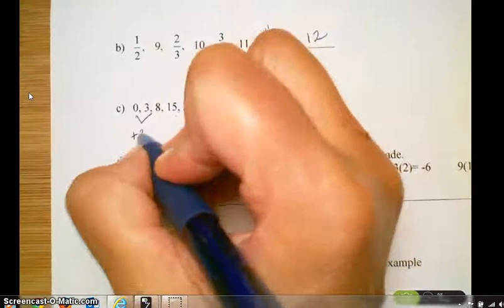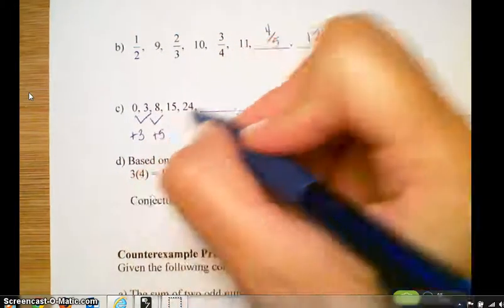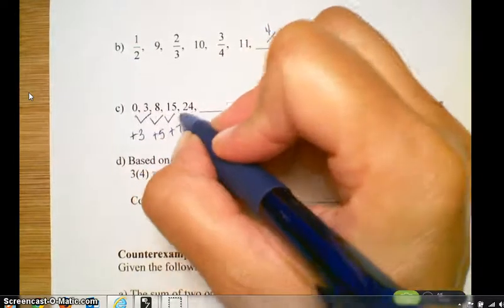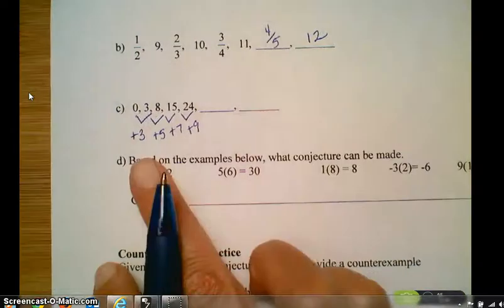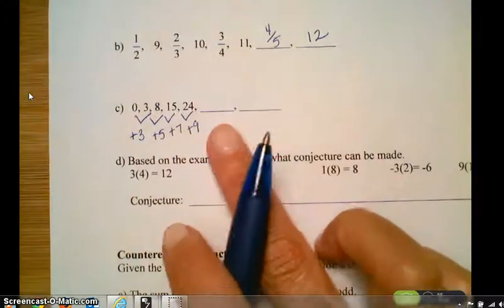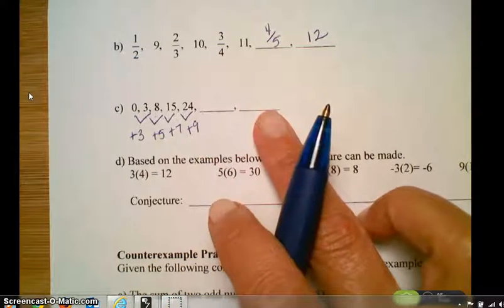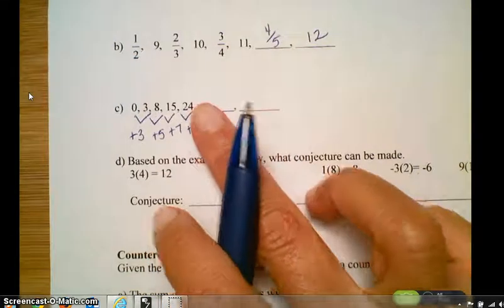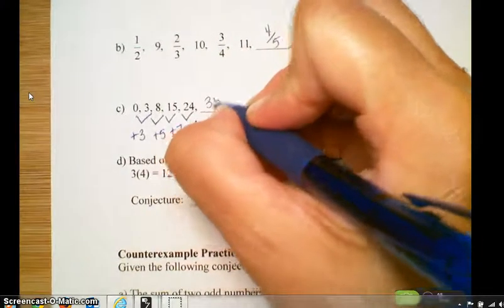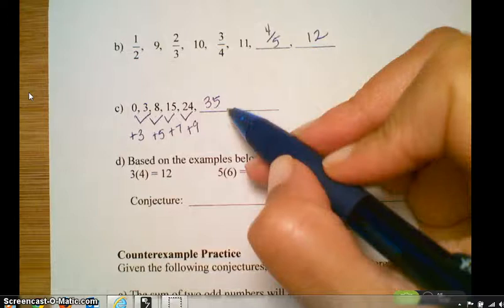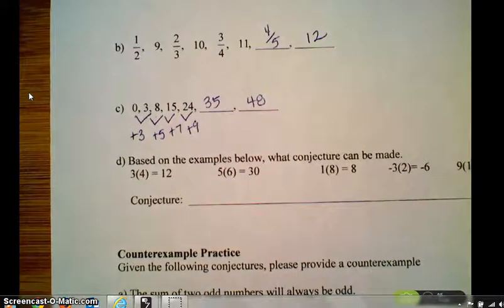Let's go ahead. We can see that to go from 0 to 3, I added 3. To go from 3 to 8, I added 5, added 7, added 9. Those are all consecutive odd numbers. Each time I move up one step, I increase the size of the odd number that I'm adding. So, to go from 24 to the next term, we would add 11 to take us to 35. And then to go to the next term, we add 13 to take us to 48.